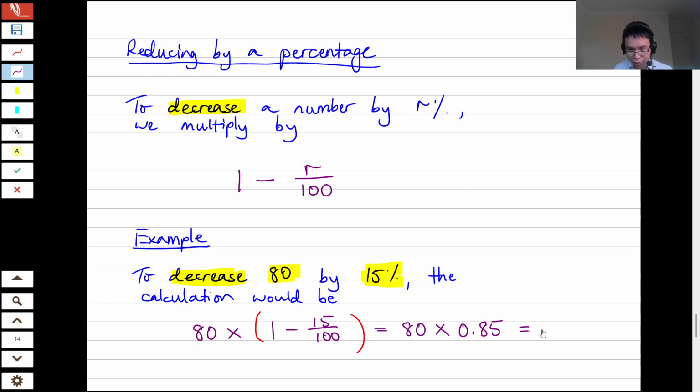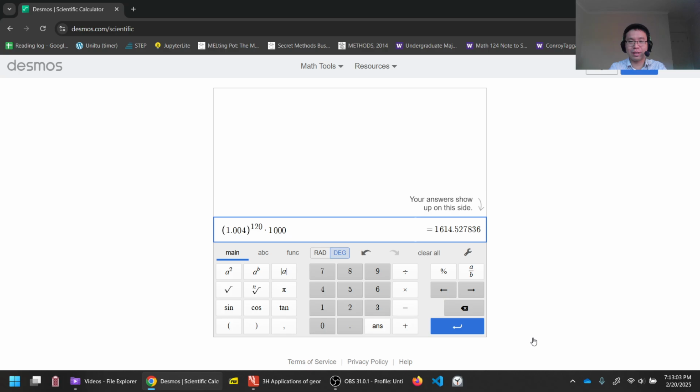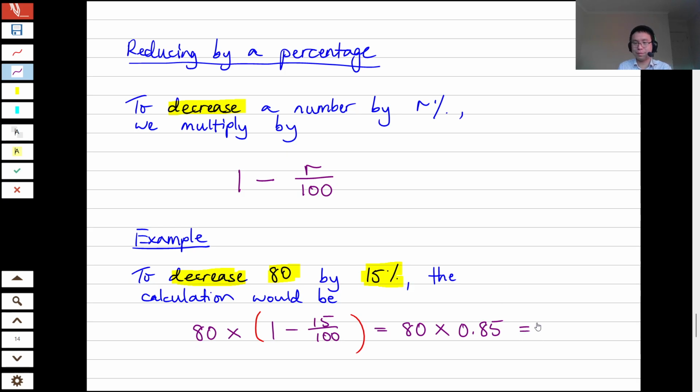And I'm actually having a mind blank, so I'm just going to use a calculator here. $80 times 0.85, 68. Okay. When we do depreciation using the reducing balance method, we're going to construct capital R using this expression.